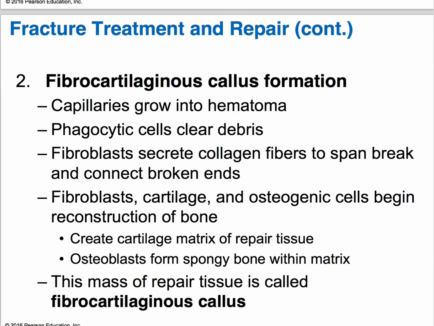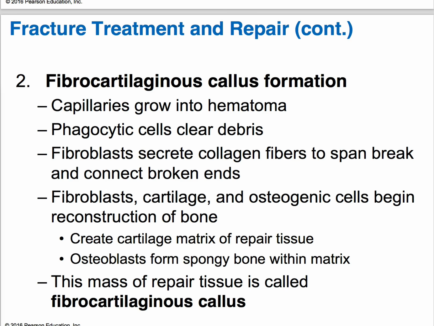From the nearby periosteum and the endosteum, they start to reconstruct the bone. The fibroblasts start producing collagen fibers that will span the break and connect the broken ends. And some of these differentiate into chondroblasts that secrete the cartilage matrix. So within this mass of repair tissue, osteoblasts start forming spongy bone. But those that are farthest away from the capillary supply secrete an externally bulging cartilaginous matrix.